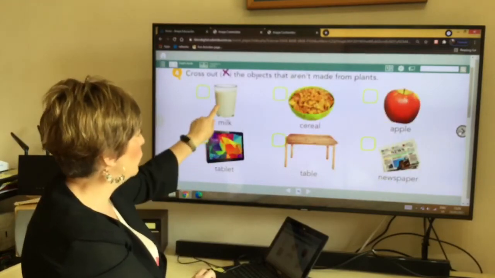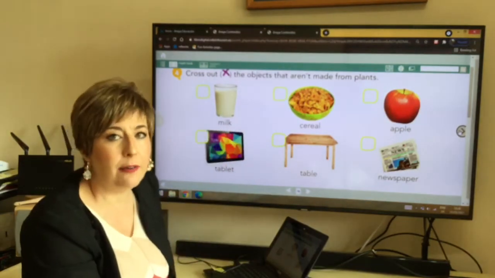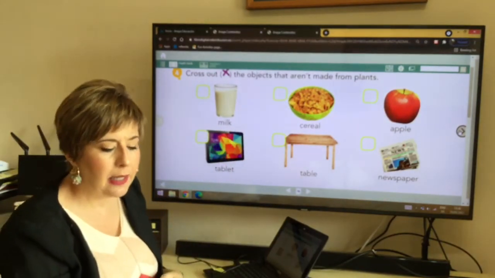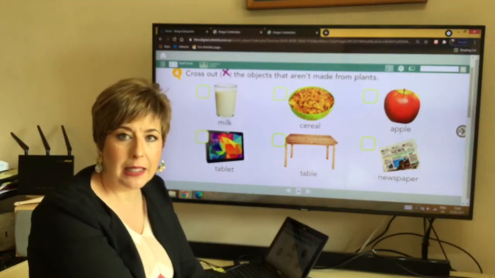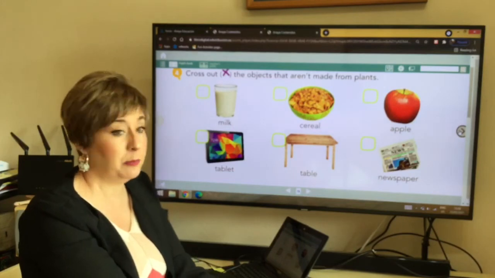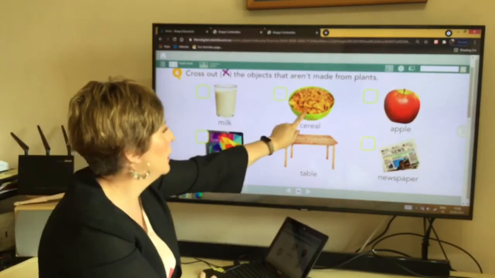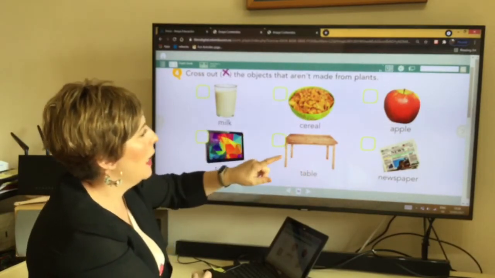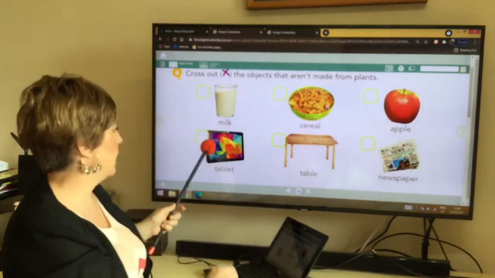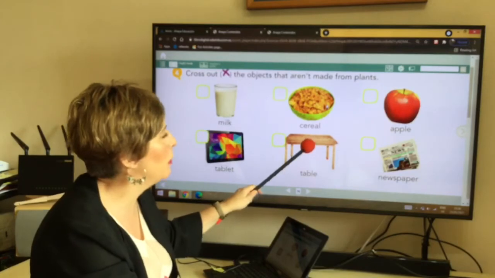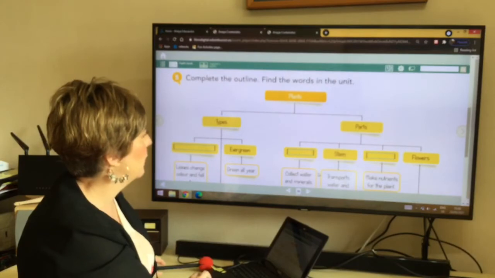Made of plants, we have milk? No, milk is from animals. Well, we can also have some milks that are made from plants, for example, almond milk and soya milk. That's made from plants. But regular milk is from the cow. Cereals are from plants. Apples are from plants. A tablet is mainly plastic. A table is made from the wood from the plant, and newspaper is also made from plants.